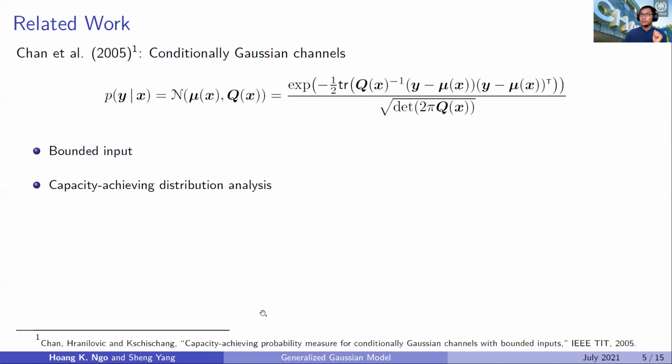Regarding related work, recently we found that this generalized Gaussian model has been considered in previous work.